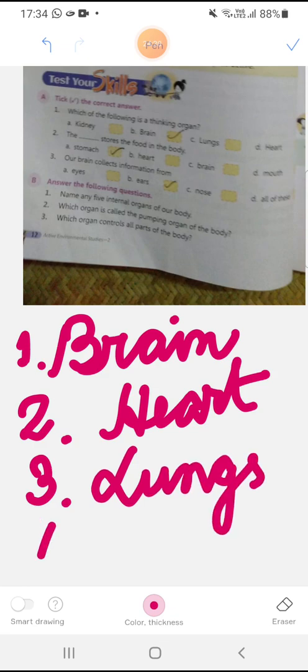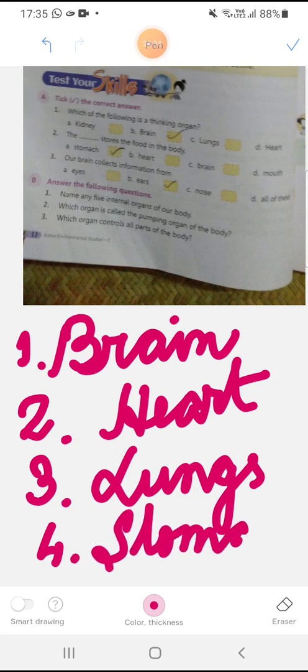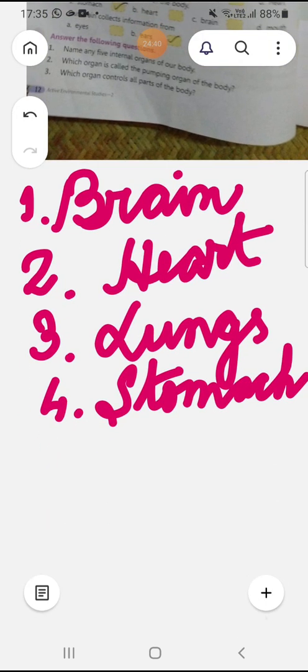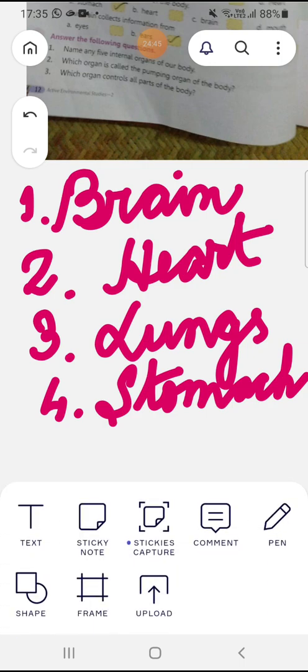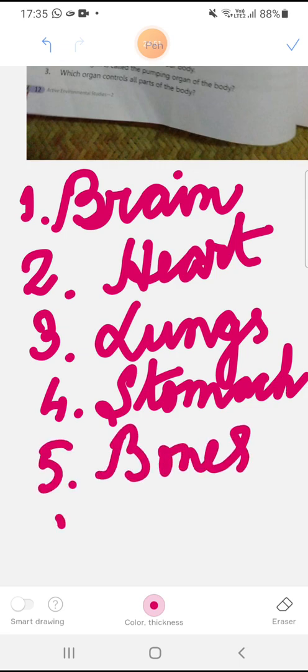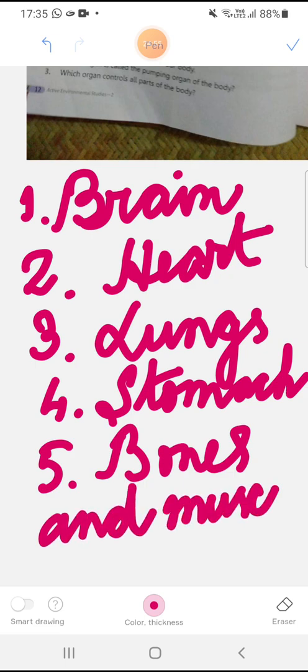And then what did we learn, students? Stomach. Then what was there? Then we learned about bones and muscles, the last one.